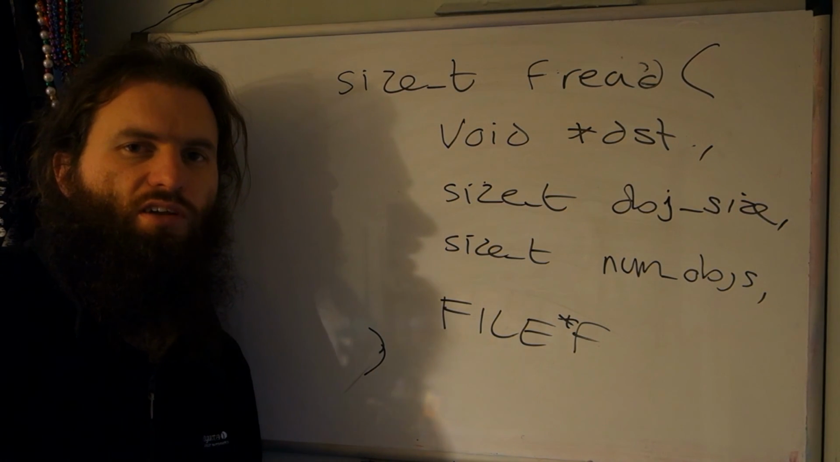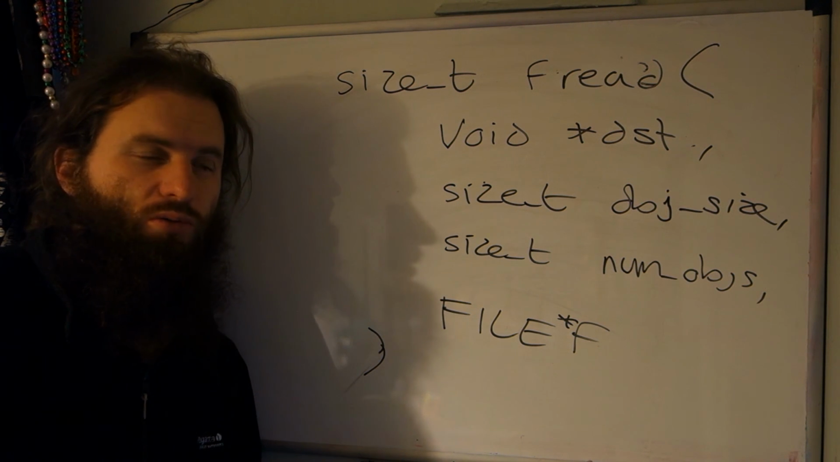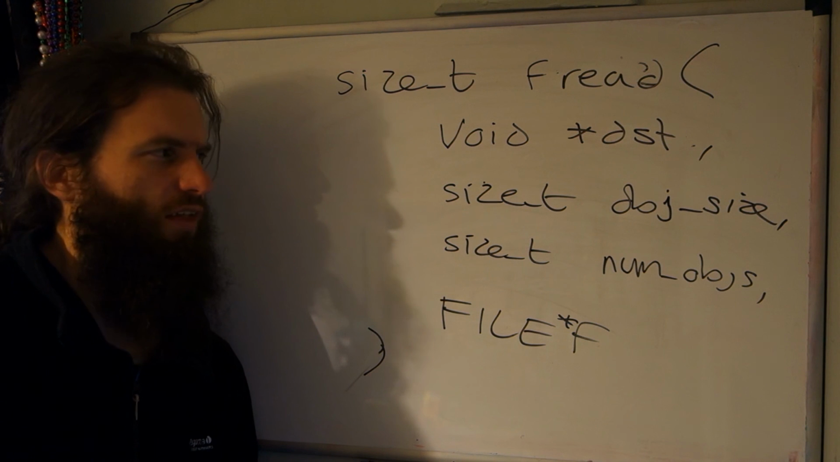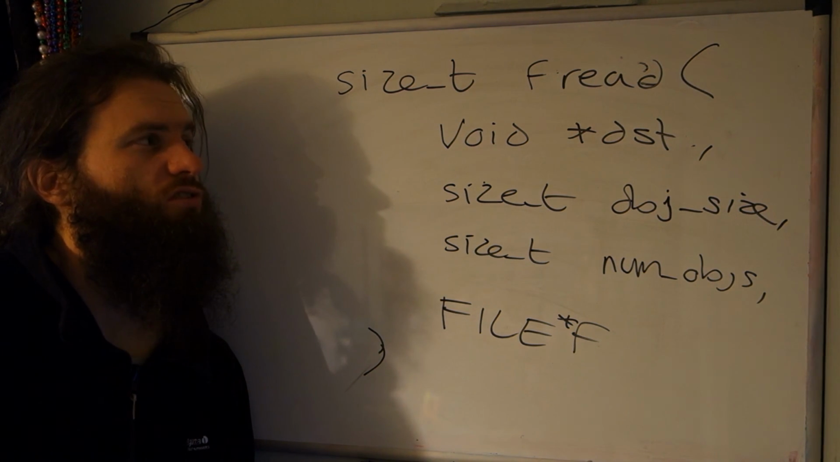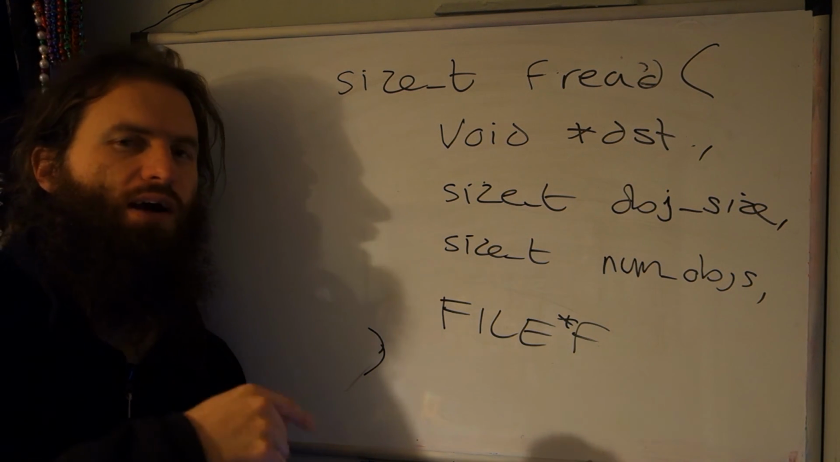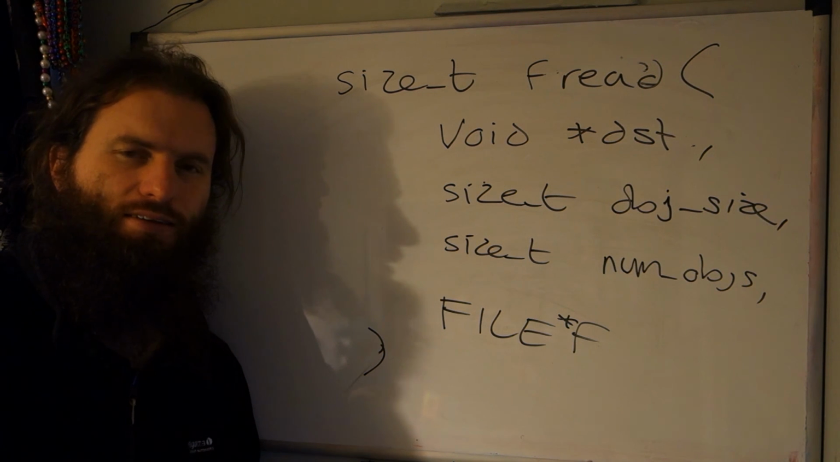So there you go, that's fread and fwrite. I would encourage you to go and look at the man page for stdio.h, standard io.h, and look at the man page for fseek and things like that. There's quite a lot of functions. You can get characters, you can even unget characters and push them back onto the stream, which is quite useful to allow you to peek ahead and things like that.